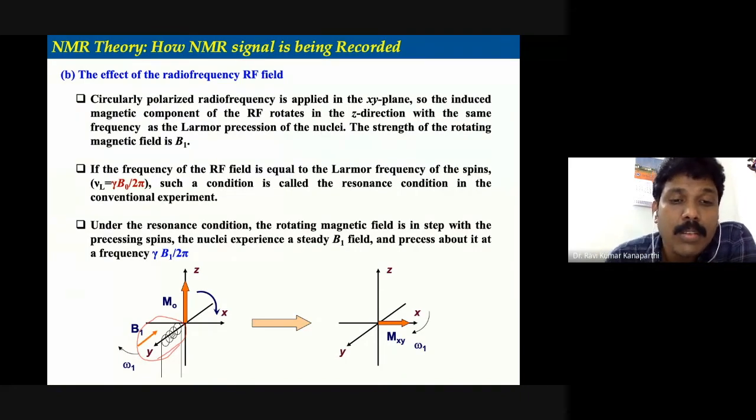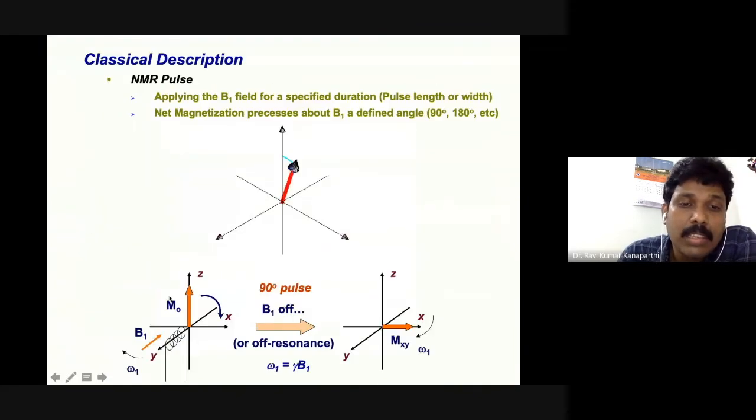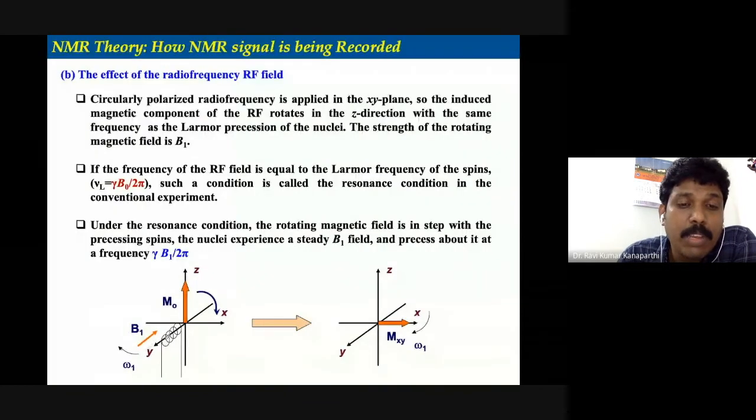In the perpendicular direction. What is the perpendicular direction? Well, it is generally along the z direction. So when you apply circularly polarized radio frequency along the y direction, this basically induces a secondary magnetic field B1 along the z-axis.